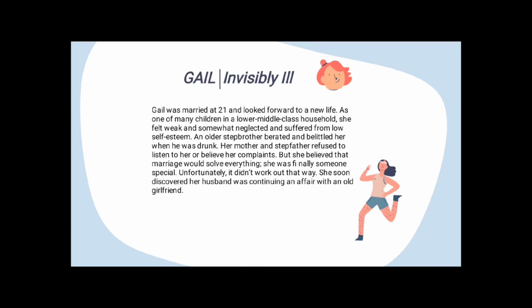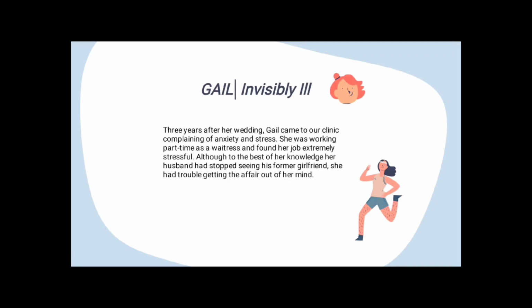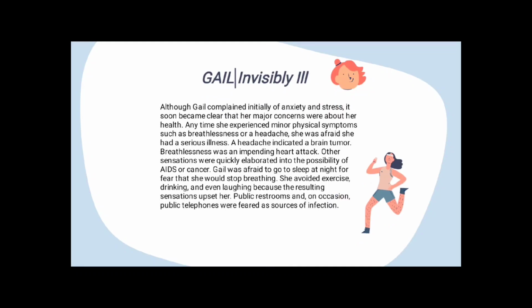But she believed that marriage would solve everything. She was finally someone special. Unfortunately, it didn't work out that way. She soon discovered her husband was continuing an affair with an old girlfriend. Three years after her wedding, Gail came to our clinic complaining of anxiety and stress. She was working part-time as a waitress and found her job extremely stressful. Although, to the best of her knowledge, her husband had stopped seeing her former girlfriend, she had trouble getting the affair out of her mind.